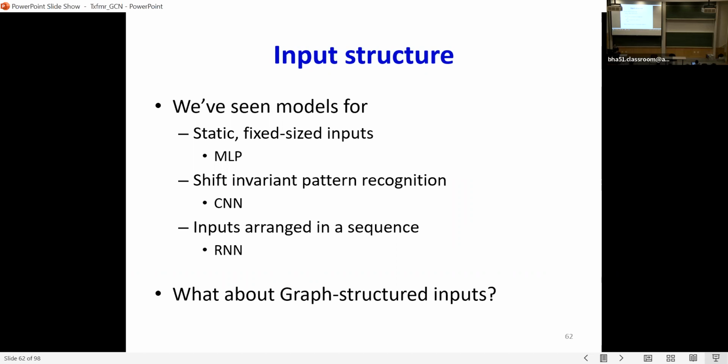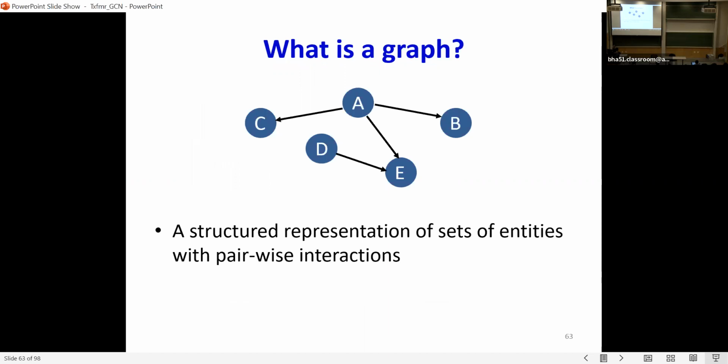So you've seen models for a bunch of different types of inputs, like fixed size, like shift invariant images, like sequences, and even transformers that can do a little bit of everything. There is one big class of data structures that we have not talked about, and that is graphs. If you have done a CS data structure class in the past, you already know what a graph is, but I'm still going to explain in a nutshell what that is. It's a structure that is used to represent entities that have a relationship with each other.